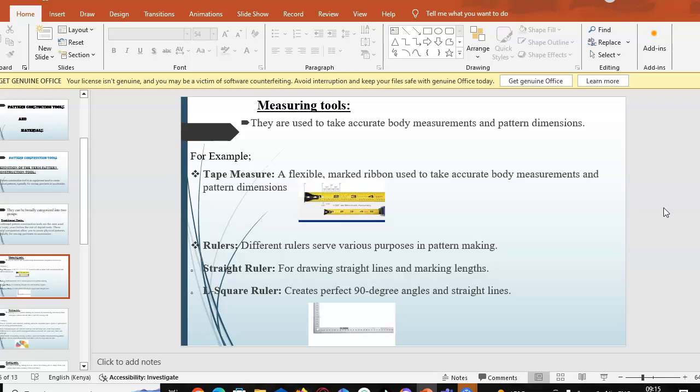For the rulers, we have two types of rulers. We have the straight ruler that is normally 30 centimeters, that you can see that we normally use, or the blackboard ruler. We also have the L square ruler that creates a 90-degree angle, and can also be used to draw straight lines.